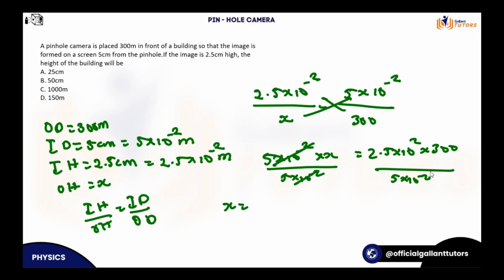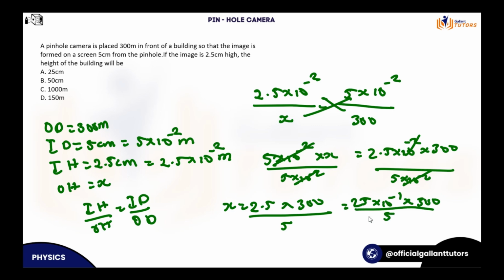We cancel this, remember? From here you get 2.5 times 300 divided by 5. So this can go back to 25 times 10 raised to the power minus 1. I've explained the concept to you, but if you don't understand, signify in the comment section that you do not understand, and I'll create a separate video to teach you how to treat questions on indices.